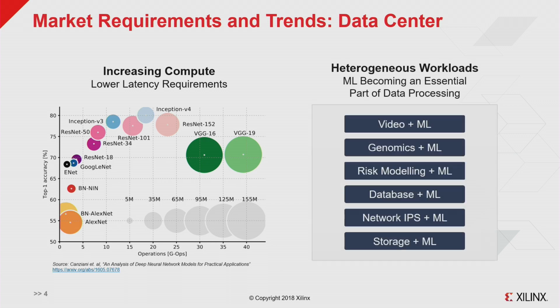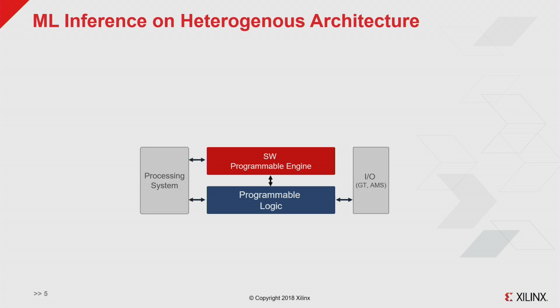And the other one is, I don't need to talk more about this, I'm sure everybody knows. The other one is that there are heterogeneous workloads in the data center. You can see there is video, genomics, financial, database acceleration, networking, storage. There are a lot of different workloads. And in all of them we can observe a trend where machine learning is becoming an essential part of the data processing. So how would we take this and map this on the Everest architecture?